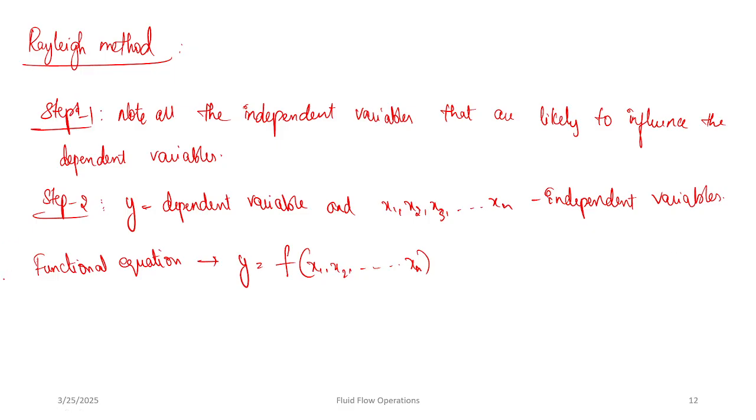Then coming to step 3, write the functional equation in the form of y is equal to C into x1 raised to power a, into x2 raised to power b, x3 raised to power c, till xn raised to power m, where C is a dimensionless constant.